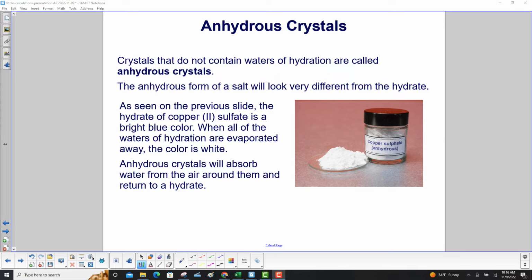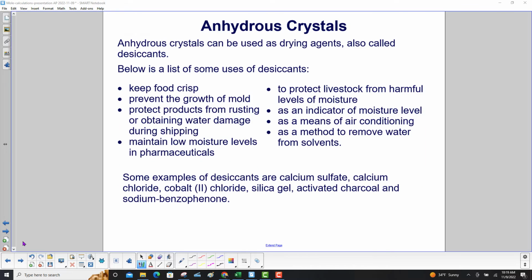The anhydrous form of a salt will look very different from the hydrate. As seen on the previous slide, the hydrate of copper 2-sulfate is a bright blue color. When all of the waters of hydration are evaporated away, the color is white. Anhydrous crystals will absorb water from the air around them and return to a hydrate.